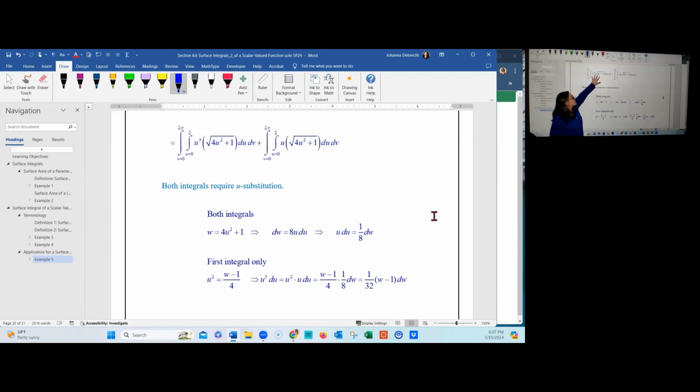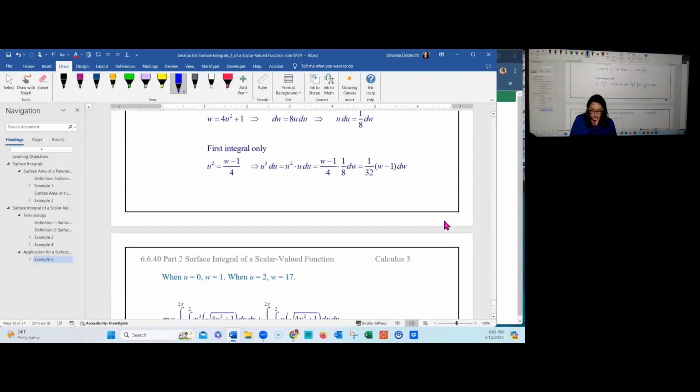But it does not fully take care of what I had in the first integral because I had a factor u cubed. This takes care of one of the u's, but it does not take care of the other two. So I go back to my definition for w equal to 4u squared plus 1, and I solve for u squared. This gives me (w minus 1) divided by 4. Then I can rewrite the u cubed du as u squared, which is (w minus 1)/4, times u du, which is 1/8 dw. This gives me 1/32 times the quantity w minus 1 dw.